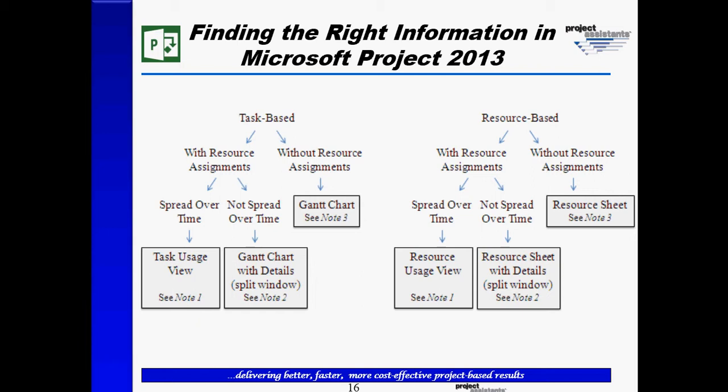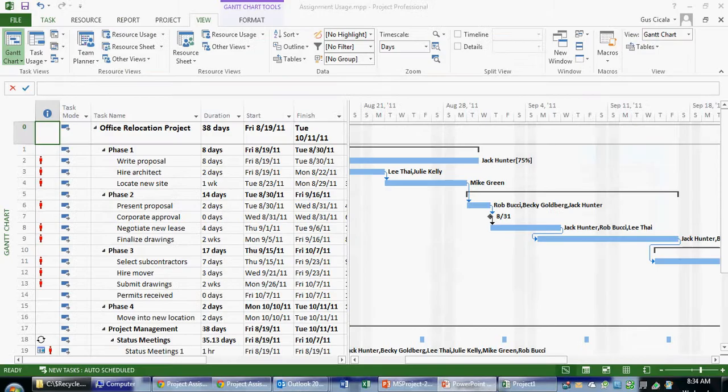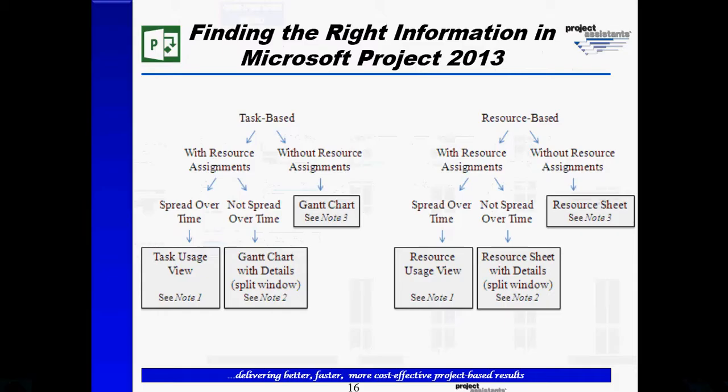We can look at task-based information without assignments and look at the Gantt chart, which we are looking at the moment. But by looking at the Gantt chart, we can ask the question, am I seeing what I expect to see? In that case, we would want to refer to note number 3.